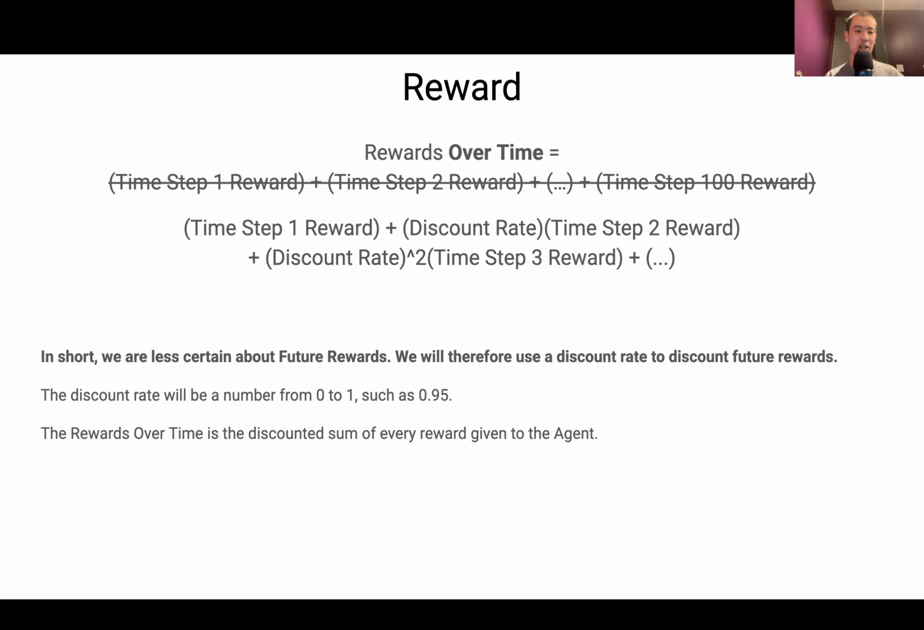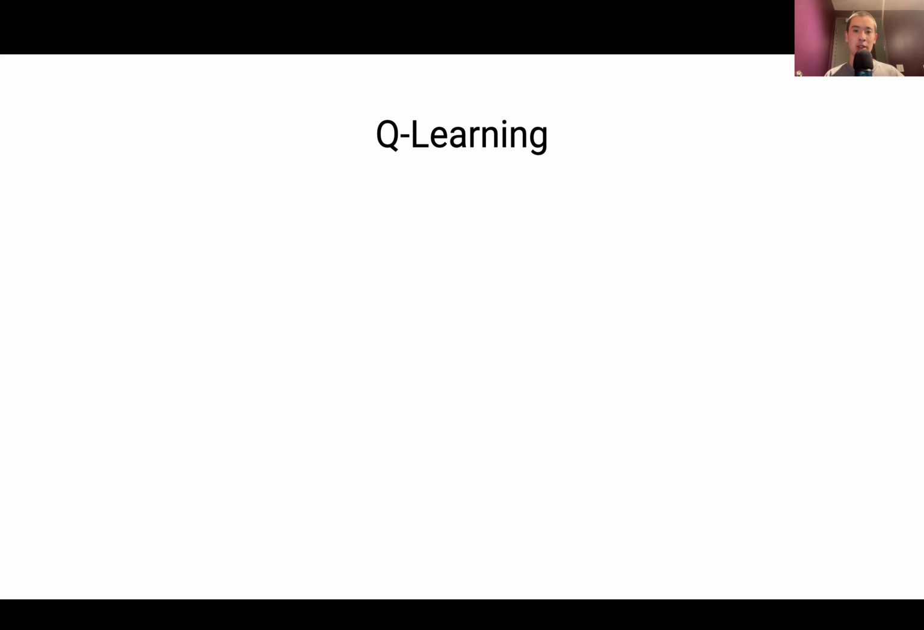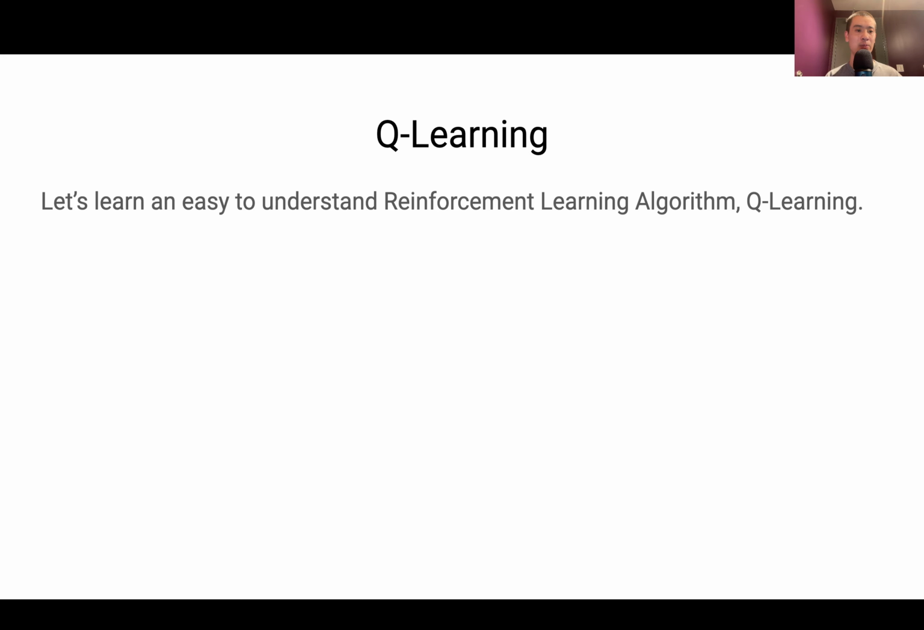The rewards over time is the discounted sum of every reward given to the agent. Future rewards are discounted more than early rewards. This will make the model focus more on earlier rewards. Let's talk about Q-learning next.